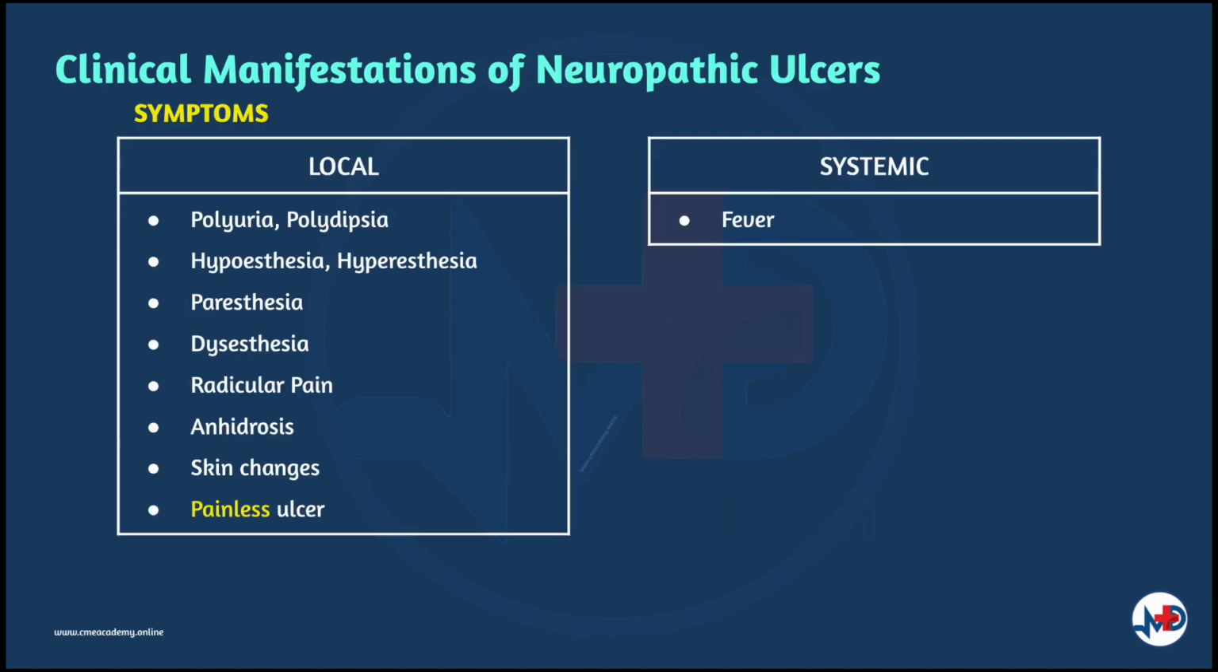Let's discuss the clinical manifestation of neuropathic ulcer. When taking a history from the patient, symptoms of diabetes mellitus such as polyuria, polydipsia and polyphagia should be included. Symptoms of peripheral neuropathy such as hypoesthesia, hyperesthesia, paresthesia and dysesthesia, radicular pain or anhidrosis may be presented by the patient. The patient may also come in with skin changes and painless ulcers. If the ulcer is infected, fever might be a presenting symptom as well.